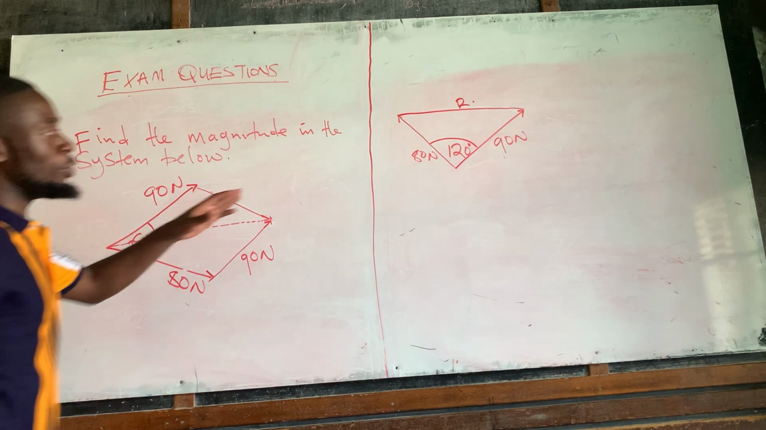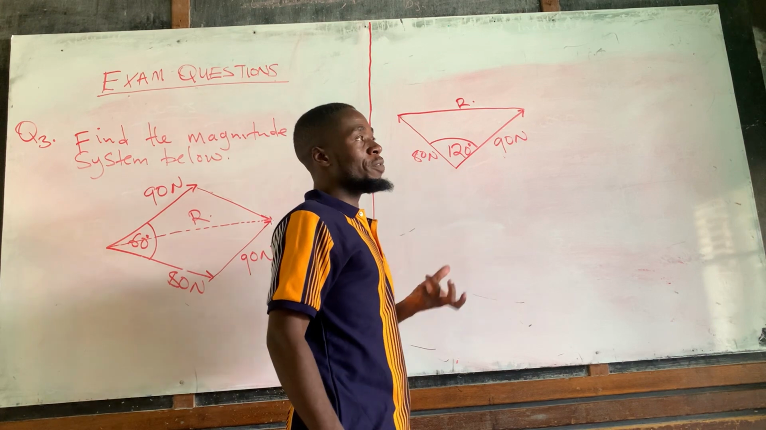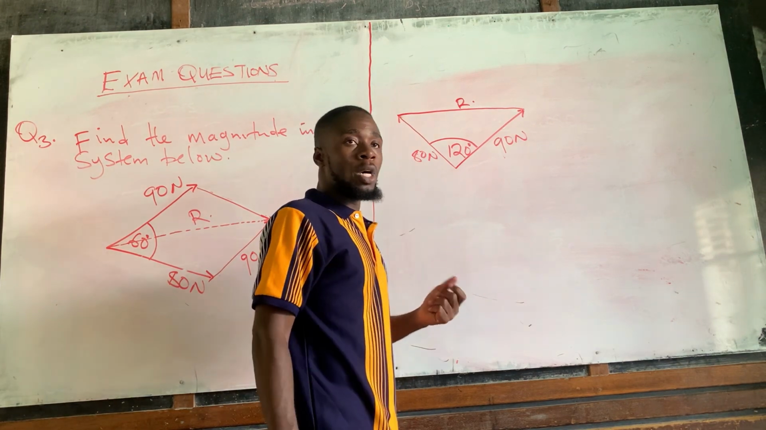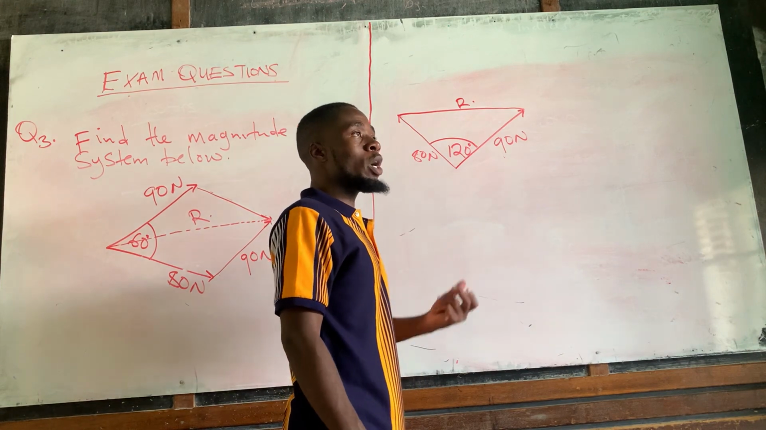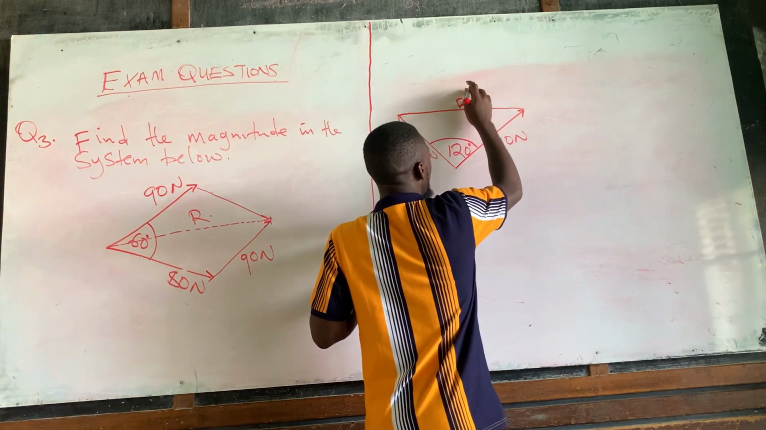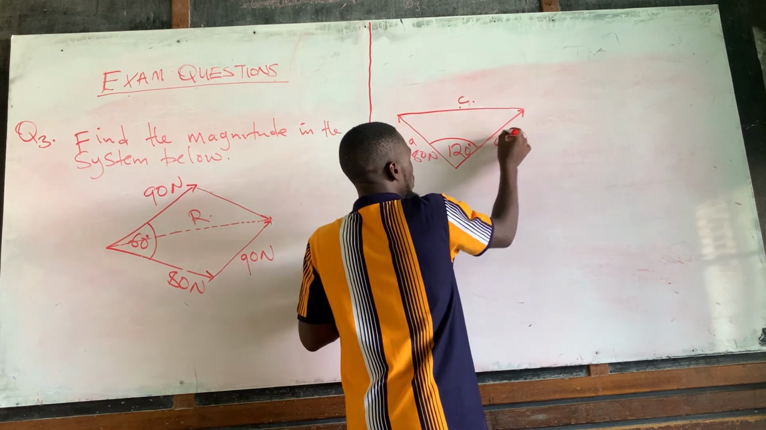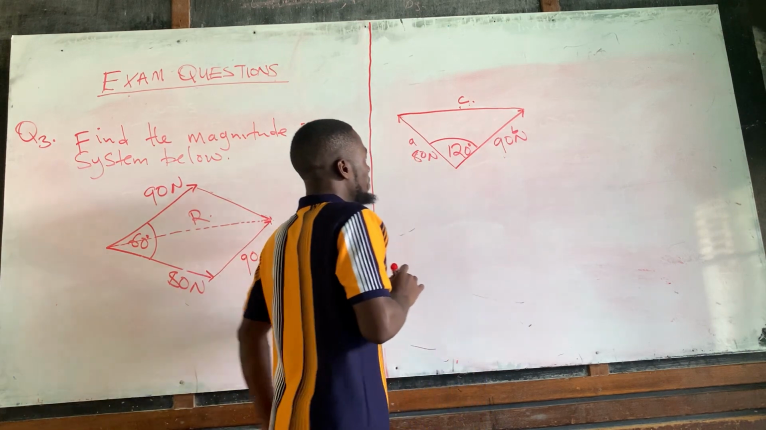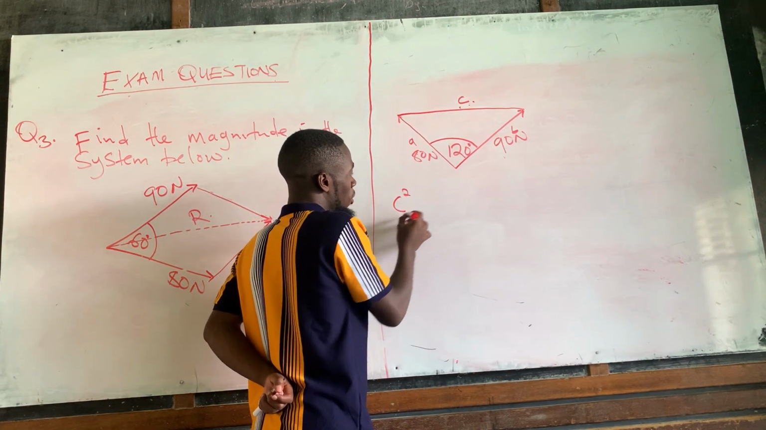To find this magnitude here, we can't use the Pythagorean theorem, because we only use the Pythagorean theorem if one angle is 90 degrees. But in this case, we use what we call the cosine rule. So let's say this side here is C, this one is A, and this is B here.